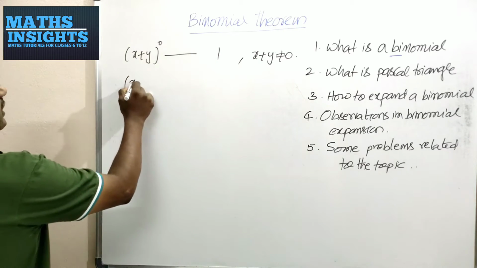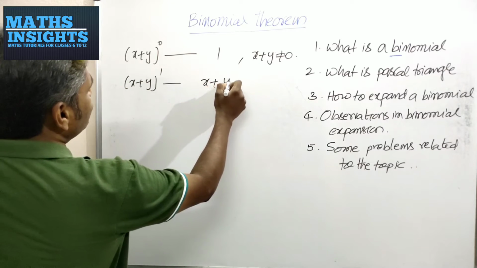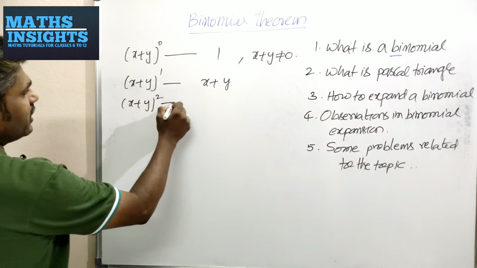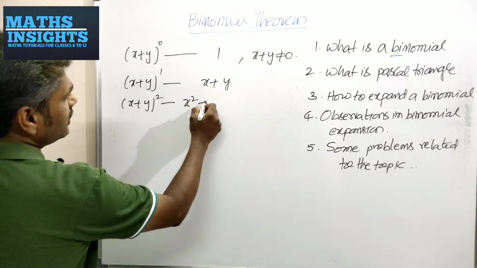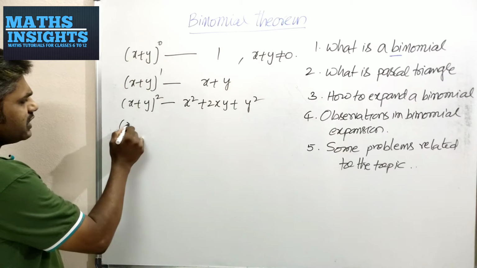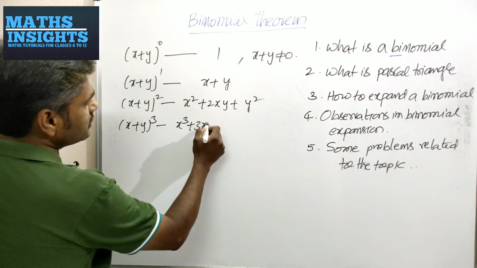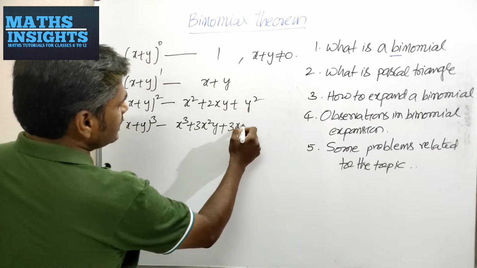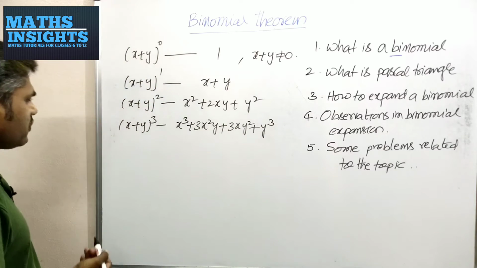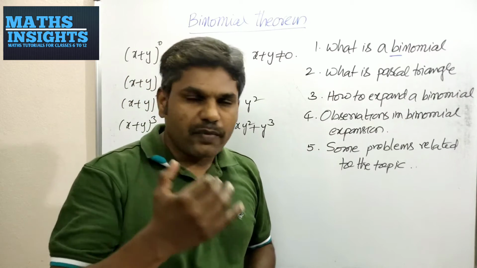Then next I am taking x plus y whole power 1. Then it will be x plus y itself. Now if you take x plus y whole square, this will become x square plus 2xy plus y square. And if you take x plus y whole cube, x cube plus 3x square y plus 3xy square plus y cube. Similarly, if you take x plus y whole power 4 also, you can expand it.